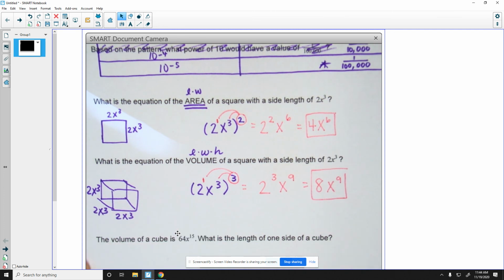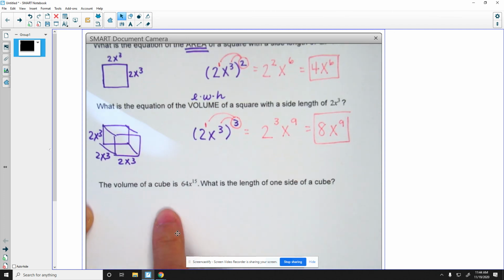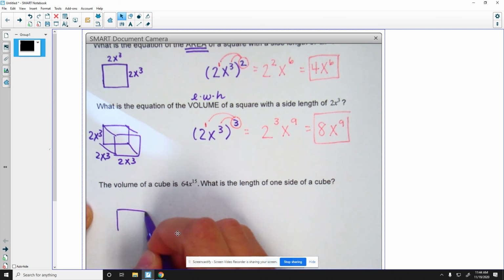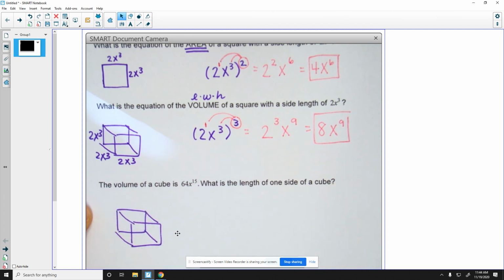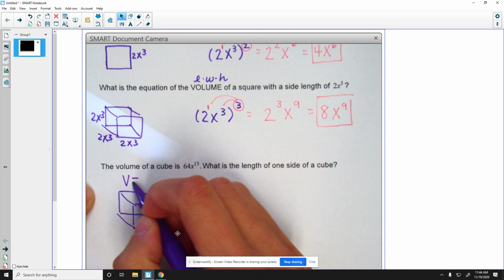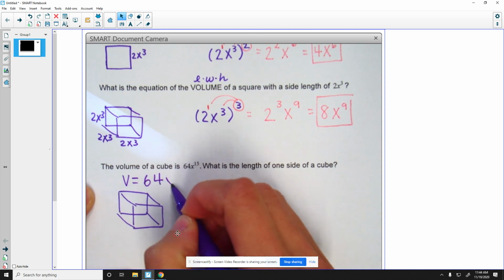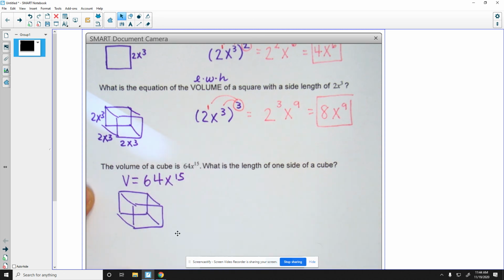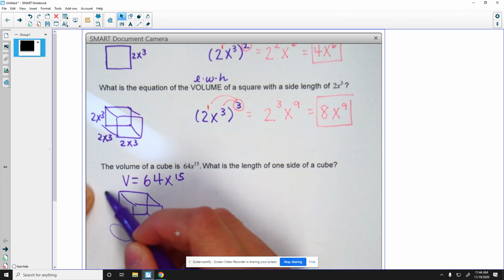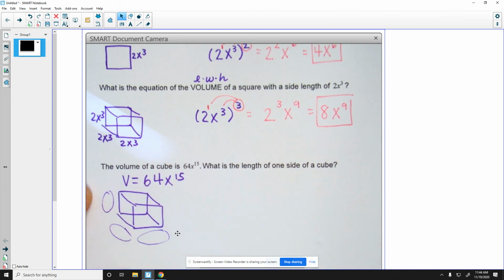Lance, do you have a question? Okay. This one's probably going to be the trickiest one of all. You kind of have to work backwards. Okay. So for this one, go for it, Lance. It says the volume, the answer, the volume is 64x to the 15. So what's one of the lengths? Like, what is that? Or what is that? Or what is that? Because they're all the same.